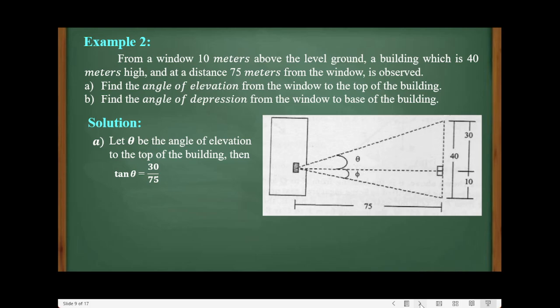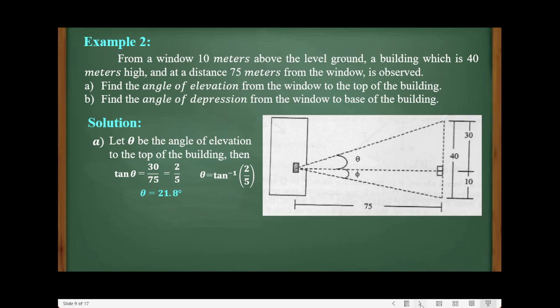So if we're going to simplify 30 over 75, that will give us 2 over 5. And from that equation, we have theta is equal to the arctangent of 2 over 5. Now, using your scientific calculator, the value of theta is 21.8 degrees. So this is the answer. So this is the angle of elevation, okay, of the top of the building.